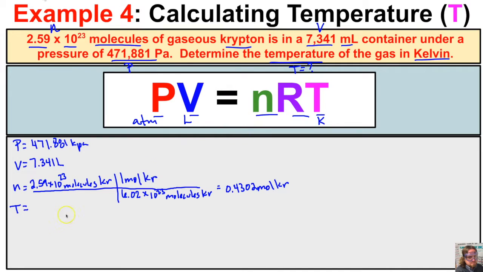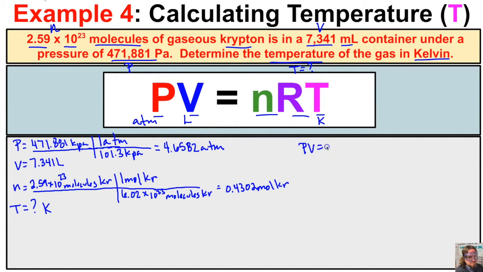So now we know N. Let's take a look at T. Oh, that's what we're trying to find. We need to figure this out in Kelvin, right? So take a look right here. Our pressure needs to be in atmospheres. So how are we going to convert this into atmospheres? Well, we know that 1 atmosphere is 101.3 kPa. How do we know this? That's from an earlier video on pressure unit conversion. So we'll take 471.881 and divide this by 101.3, and we end up with 4.6582 atmospheres.